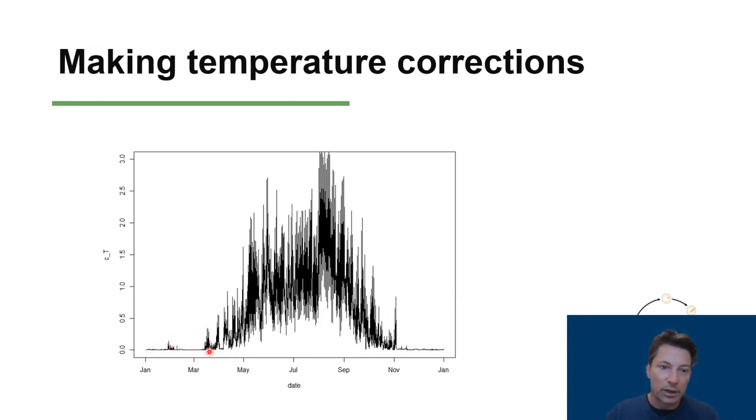This is the multiplier on the reference rate. So at 20 degrees, it's 1. And then these are situations below 20 degrees where it's going down, and above 20 degrees where it's going up, but non-linearly because of the nature of the Arrhenius equation. So you get these correction factors up to about 3 in the hottest for this particular example, and down to near 0 in the coldest.